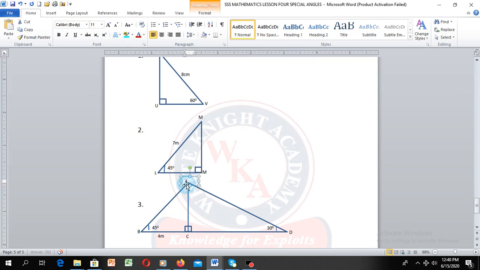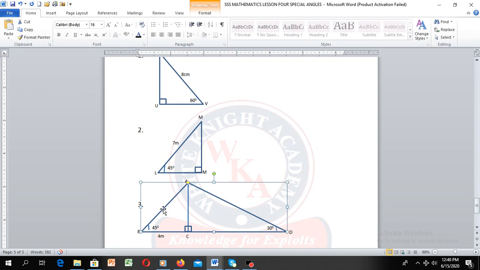We have right angle triangle ABC and right angle triangle ADC. Those are 2 right angle triangles that are merged together, so they both share the same height. In triangle ABC, our reference angle is 45 degrees. Therefore, AC is the opposite, BC is the adjacent, and AB is the hypotenuse. We're given side BC as 4 meters, the adjacent side of triangle ABC.